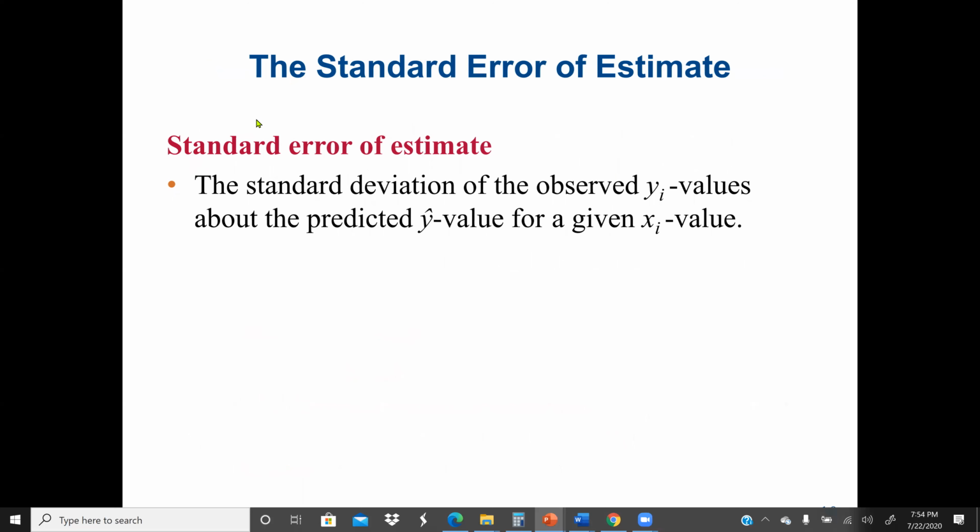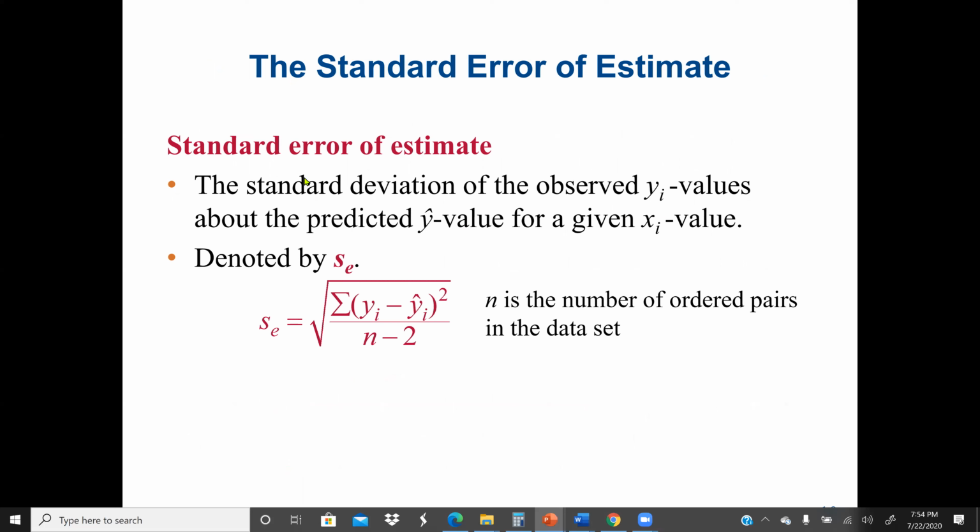So we move to the next subtopic, which is the standard error of estimate. The standard error of estimate is the standard deviation of the observed Y values, the actual Y values, about the predicted Y values for a given Xi value. So let's see what this means. To find the standard error of estimate, it will be the sum of the squared differences of the actual Y value and the predicted Y value. We sum all of them, divided by the degrees of freedom, which is n minus 2. So n will be the number of ordered pairs in the data set, which is the size of the sample.